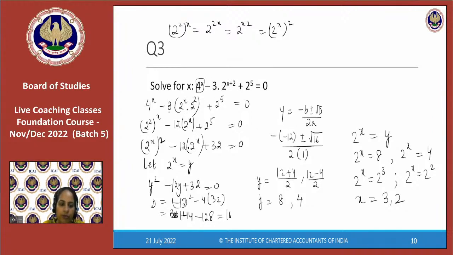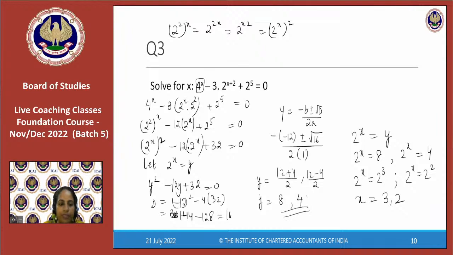So 2 square into 3, 12, 2 raised to power x plus a number again. So now in order to make it simpler looking, I have substituted 2 raised to power x for y. So now this becomes y square minus 12y plus 32 equals 0. You solve this by any of the methods. I have used discriminant personally, but you can use any of the methods to get the values of y.